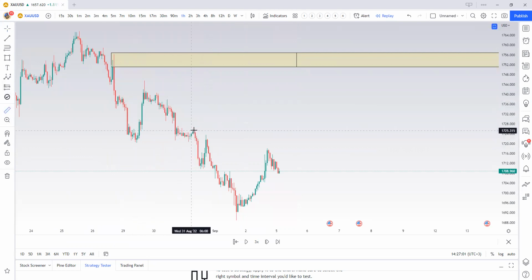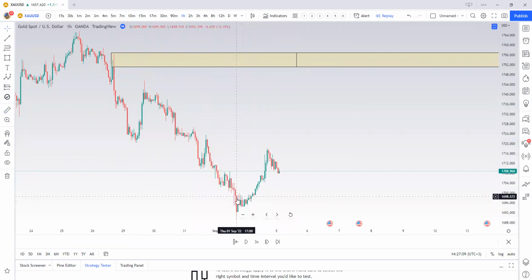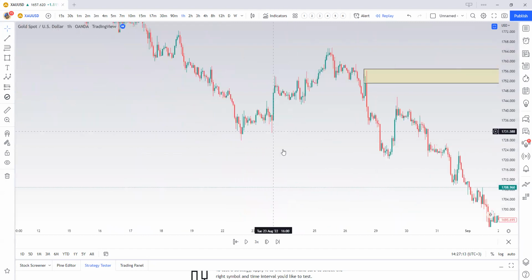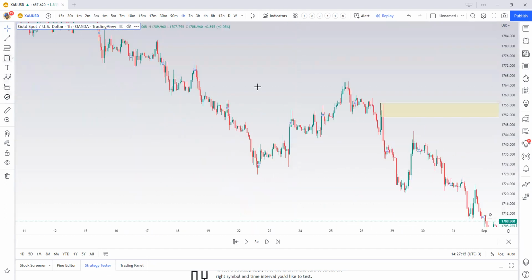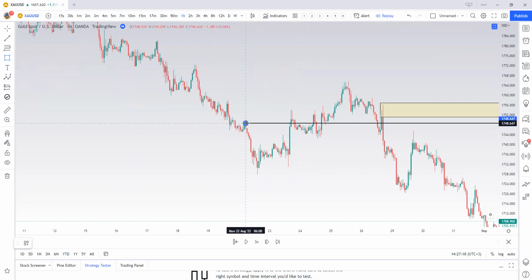You can tell that this supply and demand level is strong, and this level right here is strong, and this can be okay as well. But we're only looking for the best levels that can be used as supply and demand.